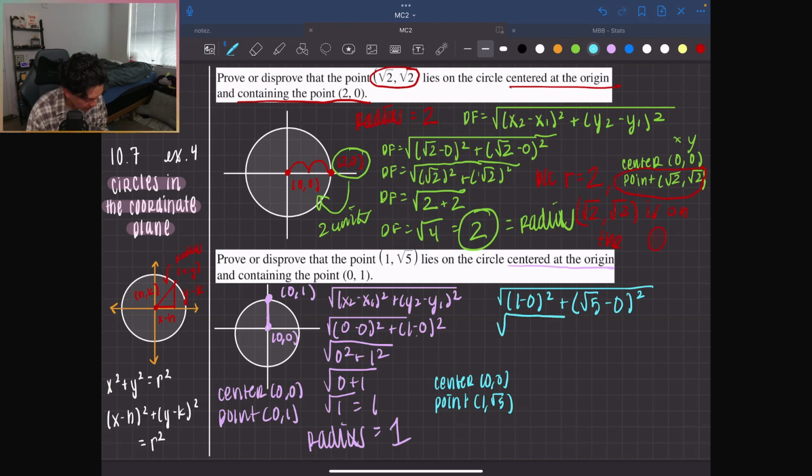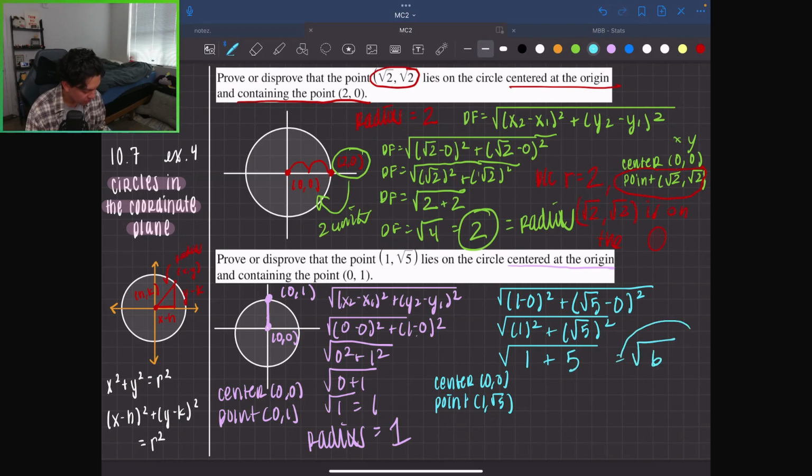So good thing we have some easy numbers to work with. All right, 1 minus 0 squared is just 1 squared plus root 5 minus 0 is just root 5 squared. So now we have 1 squared, which is just 1, plus root 5 squared is the same thing as root 5 times root 5, which is the same thing as root 25, which is just 5. Okay, so that's always the shortcut here. So whenever you square something like this, it's just what's inside the radical. Whoopsies. Plus 5. All right, and then 1 plus 5 is the square root of 6.